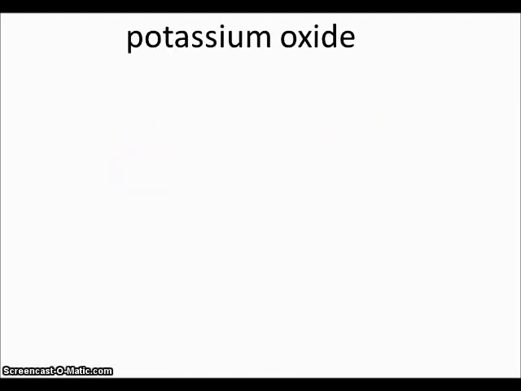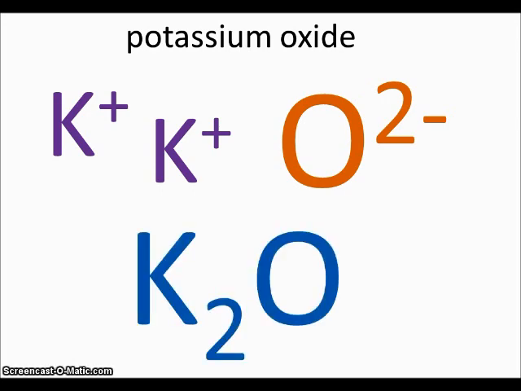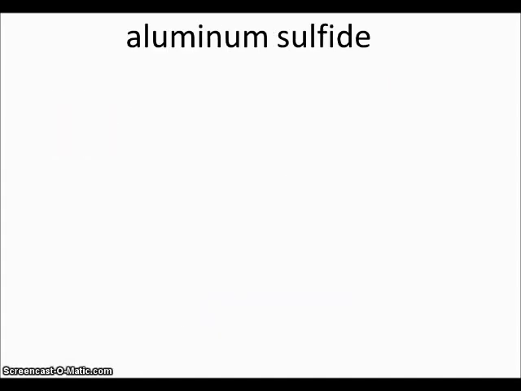What about potassium oxide? Potassium has a charge of 1 positive. Oxide has a charge of 2 negative. Now the charges are unbalanced. There's one more negative than positive. How do we get more positive? We need more potassium. Now there are 2 positive charges and 2 negatives. When you write the formula for potassium oxide, you show that you use 2 potassium ions by using the subscript 2 after the potassium. Now a tough one, aluminum sulfide.